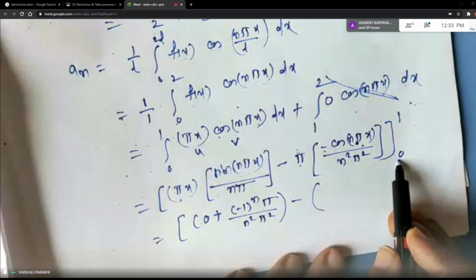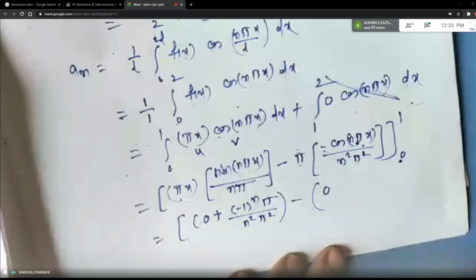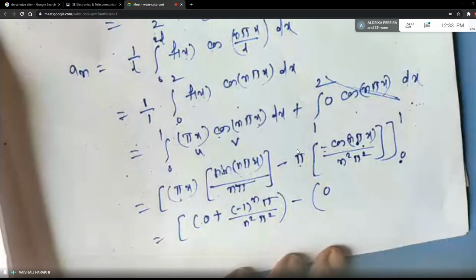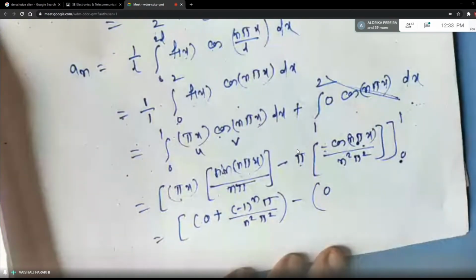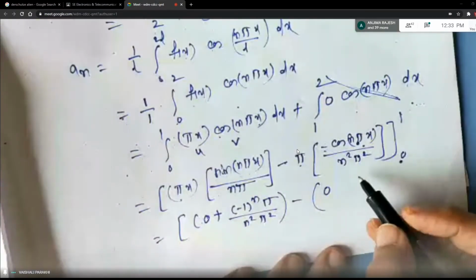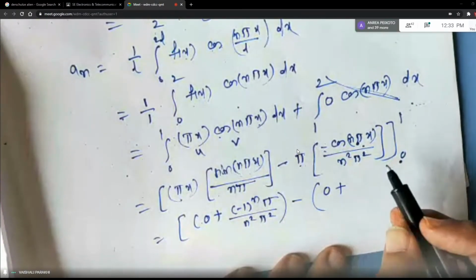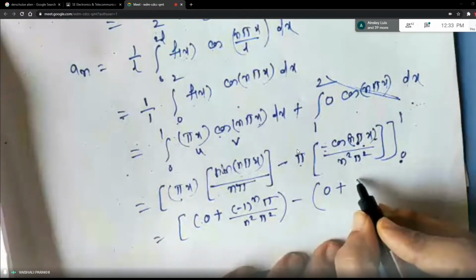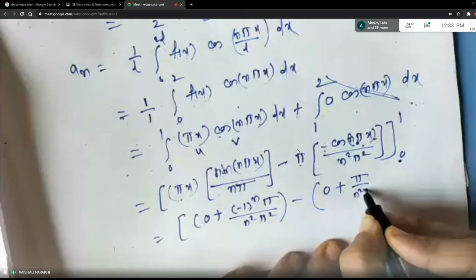Lower limit is 0. Sine of 0, you know that it is 0. Remember students, sine of 0 is 0. New students, cos of 0 is 1. So these are small things but important things, otherwise you will get stuck at these steps. 0, minus into minus is plus, cos of 0 is 1. So it is just pi upon n square pi square.